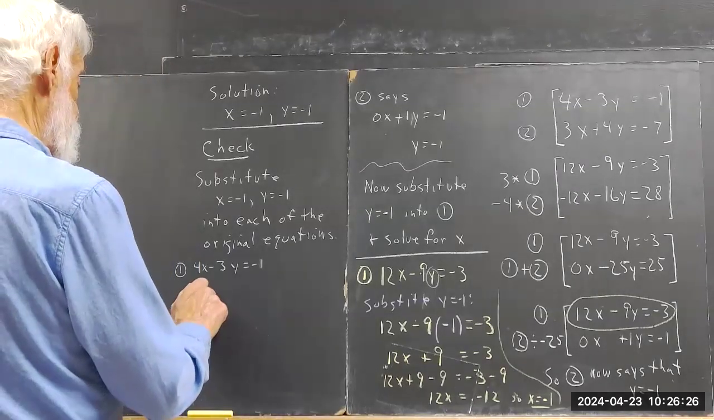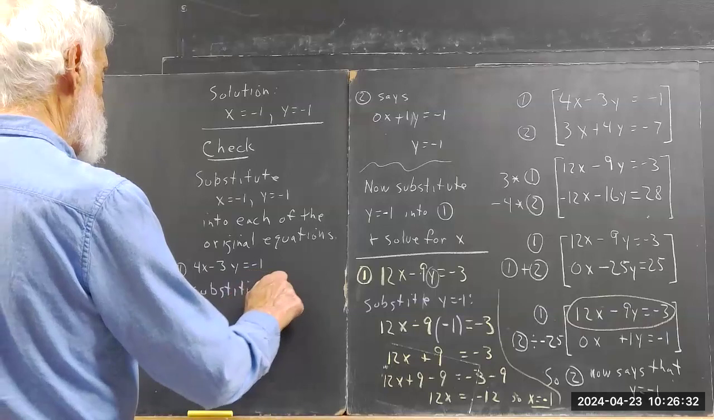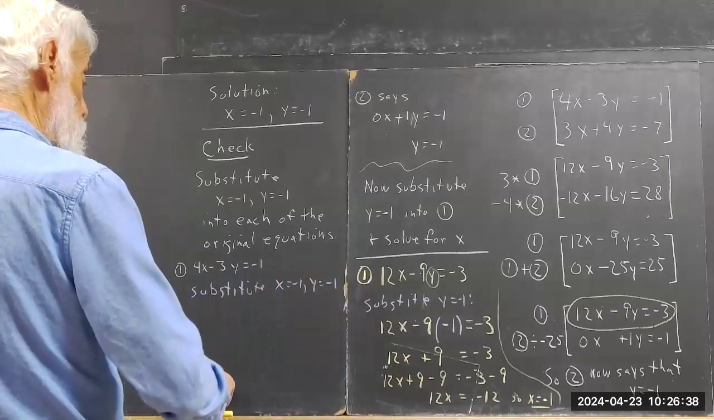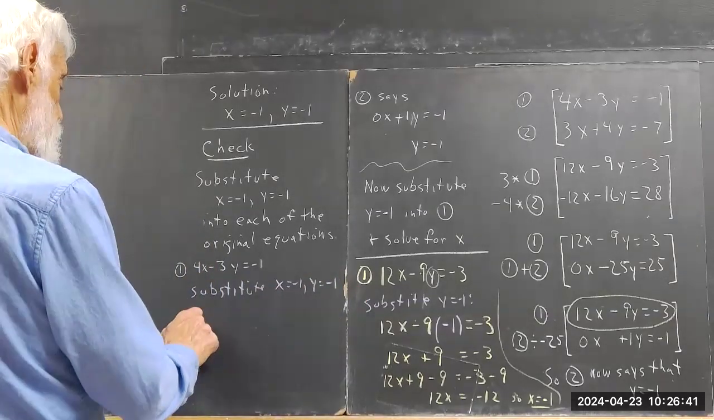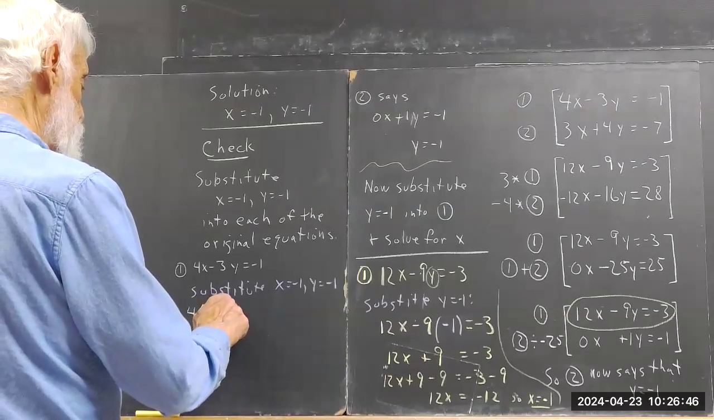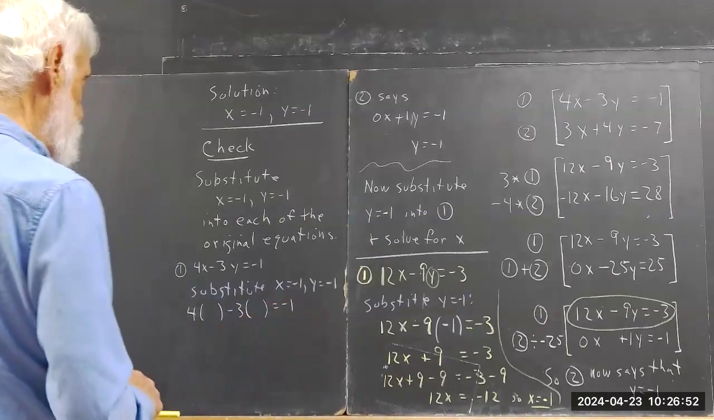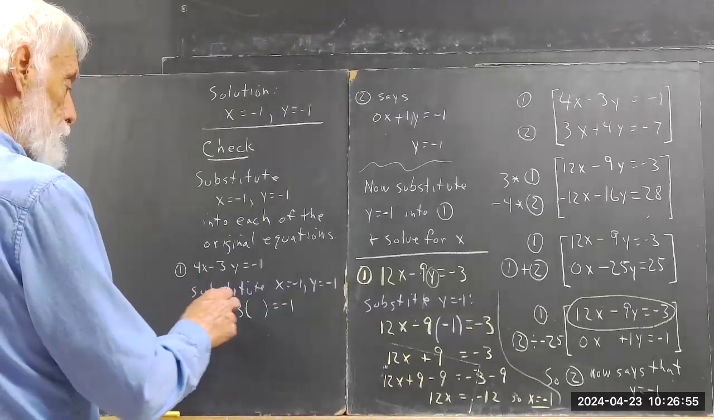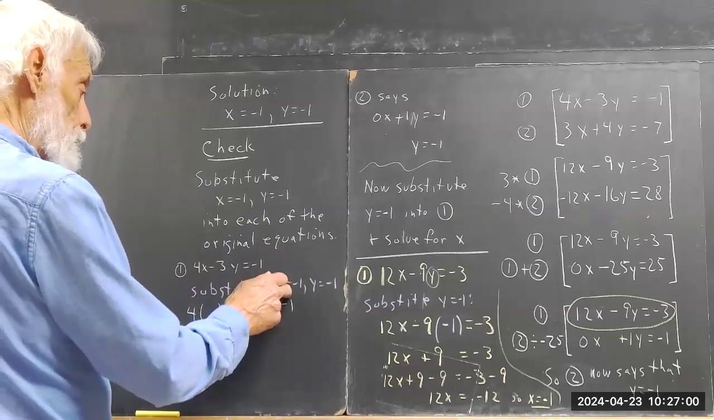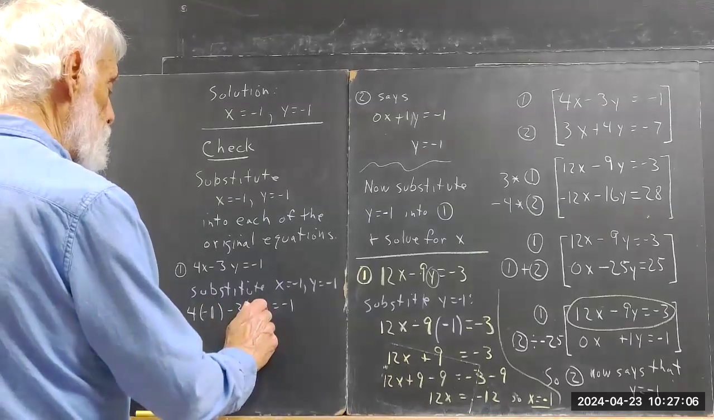Substitute x equals -1, y equals -1. What do we get? We get 4 times x minus 3 times y equals -1. I've left x and y values empty for the moment, but now we're just going to throw in x equals -1 and y equals -1.